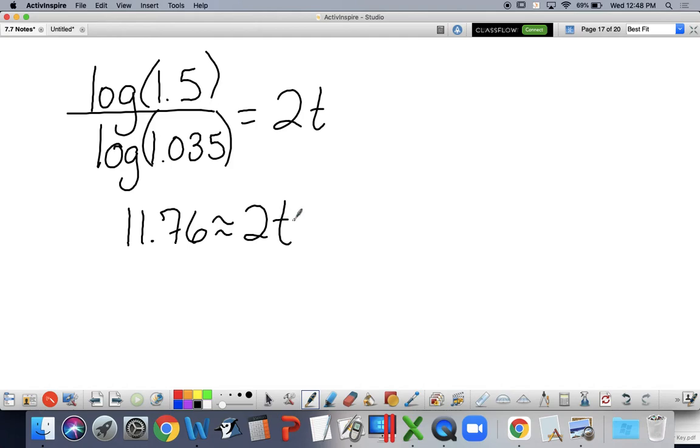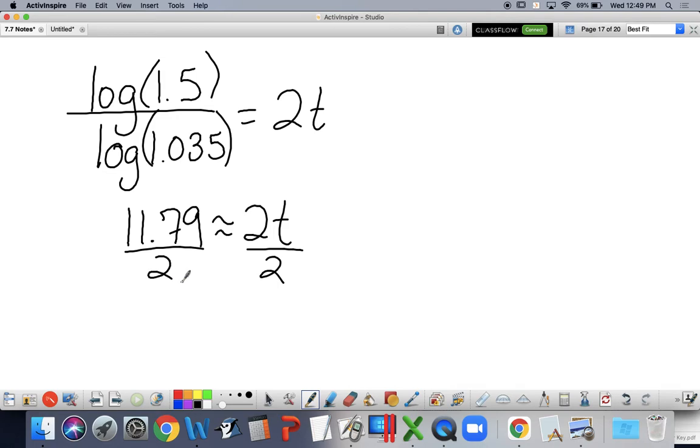I got 11.76. Everybody agree with me? Oh, I got 11.79. Yeah, 79 is better. I have to make sure I write my notes clearly. So now what do I do? Divide by 2.